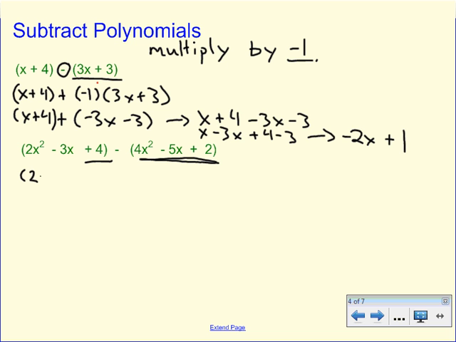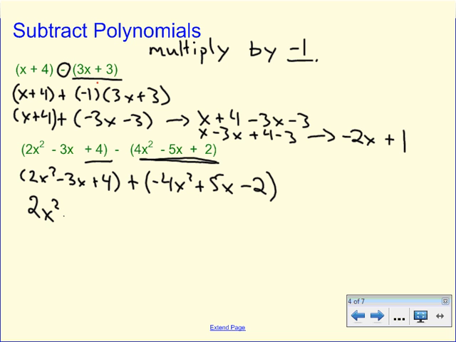So I have 2x squared, this stays the same. Now I have plus -4x squared, minus and minus becomes positive 5x, minus plus 2, -2. I'm going to remove my brackets, not add more. 2x squared minus 3x plus 4 minus 4x squared plus 5x, minus 2.